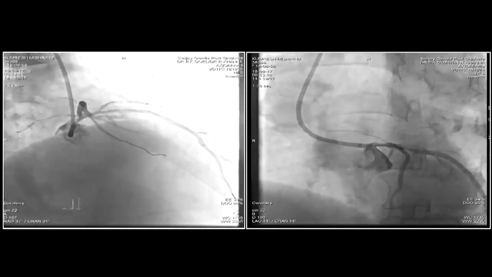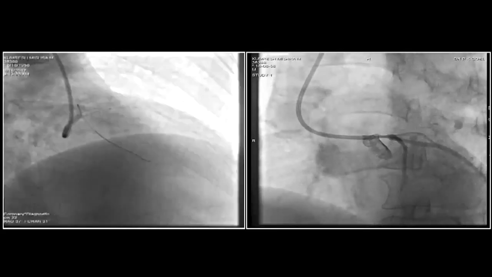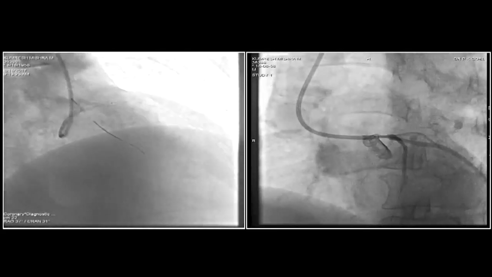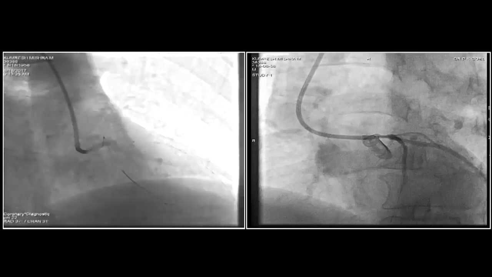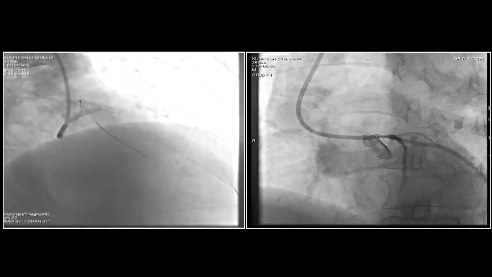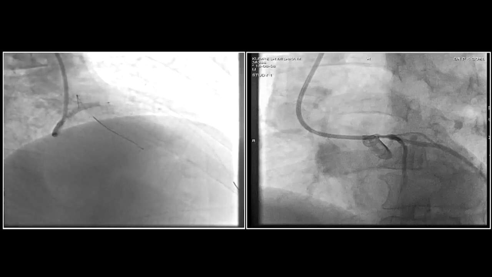Because I believe in the LAO-cranial for the position of the ostium. You did it negative? Negative, yes. We have not done negative. Anyhow. I was ready, no? Saline delay, sir, please.